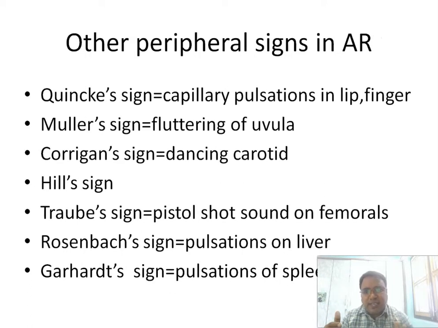Next, Quincke sign, this is the capillary pulsation in lips and fingers. Müller sign, it's the fluttering of the uvula. Corrigan sign is also known as dancing carotid. Hill sign is the difference in upper limb and lower limb pressure. Traube sign is the pistol shot sound which you get by compressing the femoral vessel. Rosenbach sign is pulsation of the liver, and Gerhardt sign is the pulsation of the spleen. These are the signs we have to remember.